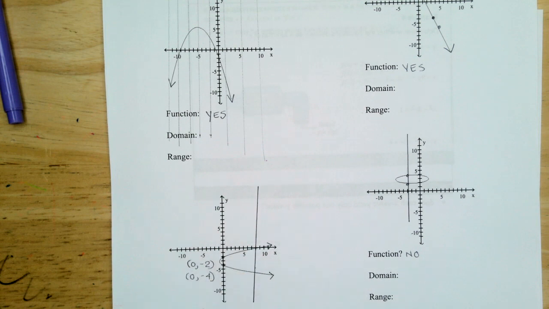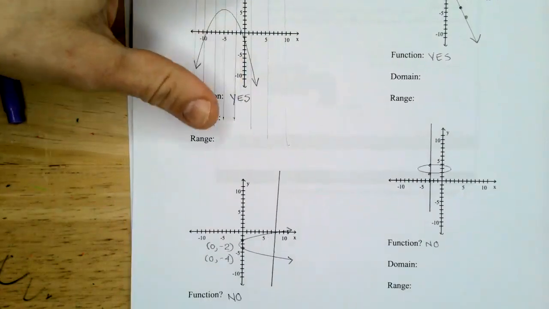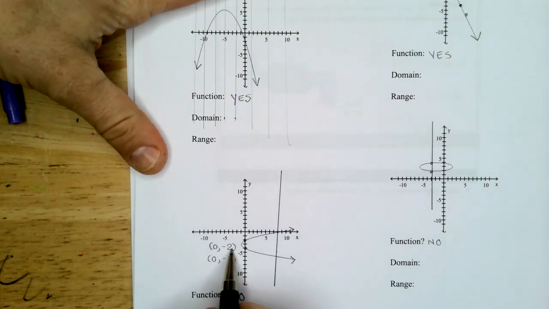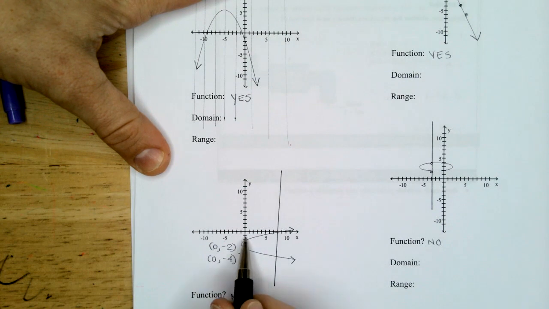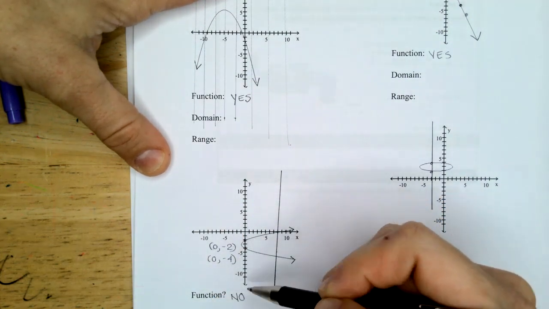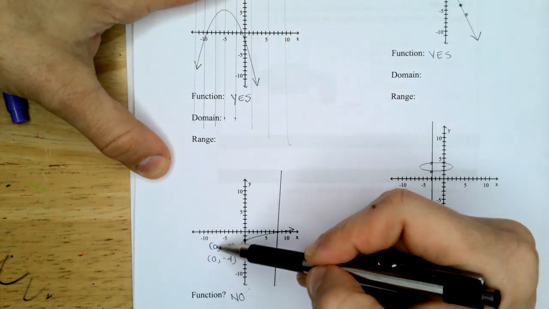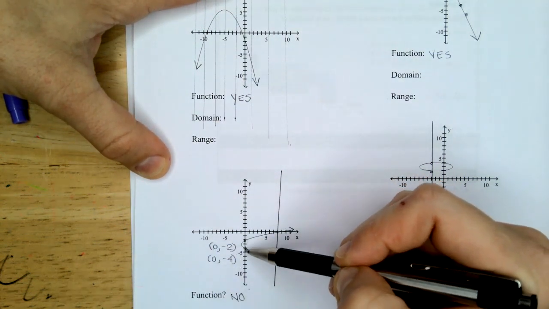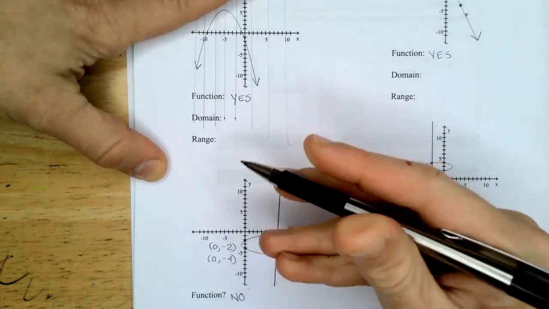Do you see how that presents a problem with it being a function? Every time I put in 0, I want to see -2. Sometimes I put in 0 and I get -2. Sometimes I put in 0, I get -4. That's why the vertical line test tells you whether or not it's a function. For a function, every x should only have 1 y. Here, we have 2 y's for this x.